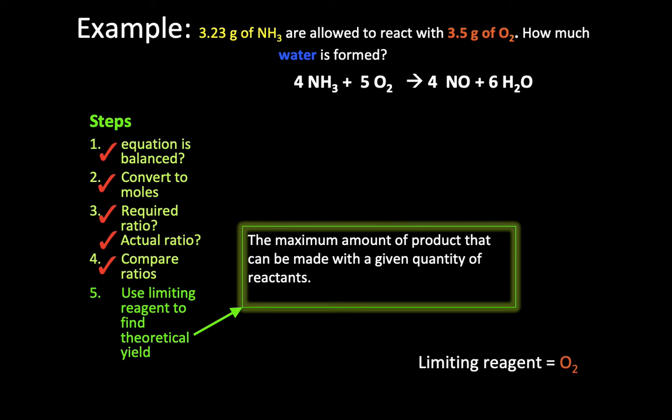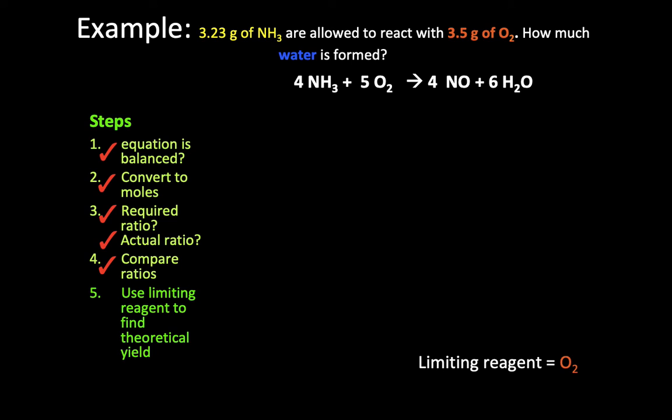In this case, we know how much oxygen we had. We know that the oxygen is going to be completely used up. And so we're going to use the information given to us from oxygen. We'll use that amount to then figure out how much water is formed, since water is one of the products. We'll find out the theoretical yield of the water.